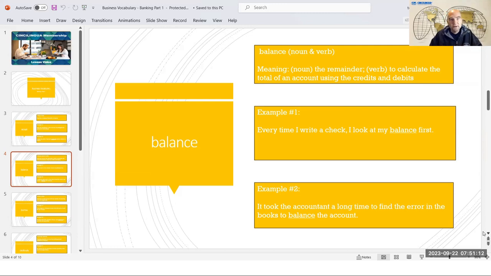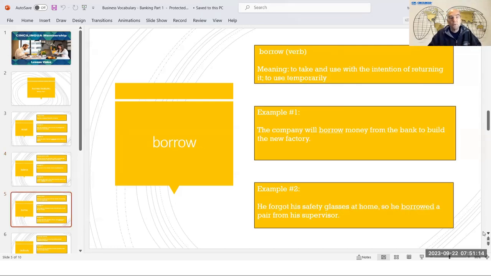Excellent. And here we go to our third word, and this word is borrow. Borrow is a verb, and it means to take and use with the intention of returning it at a later time, of course. To use something temporarily.